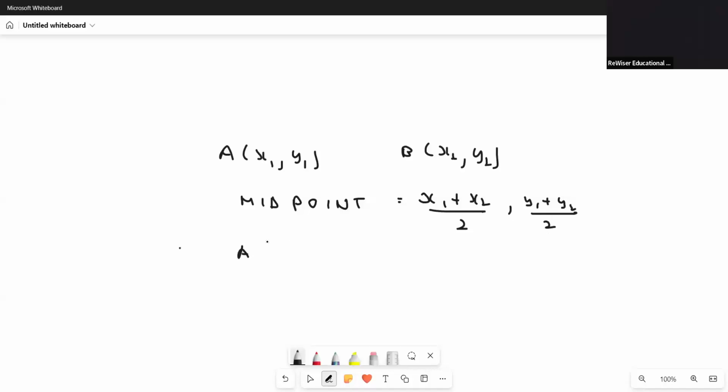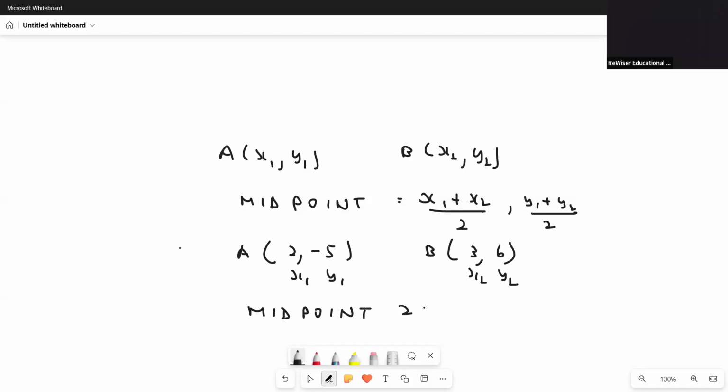That means if I say, suppose point A has coordinates 2, minus 5, and point B has coordinates 3, 6. So if I have to get the midpoint, according to the formula, this is my x1, this is my y1, that's my x2, and that's my y2. To get the midpoint, I have to do 2 plus 3 divided by 2, minus 5 plus 6 divided by 2. So in this case, my midpoint coordinates are 5 by 2 and half. So that's the answer to the midpoint of A and B.